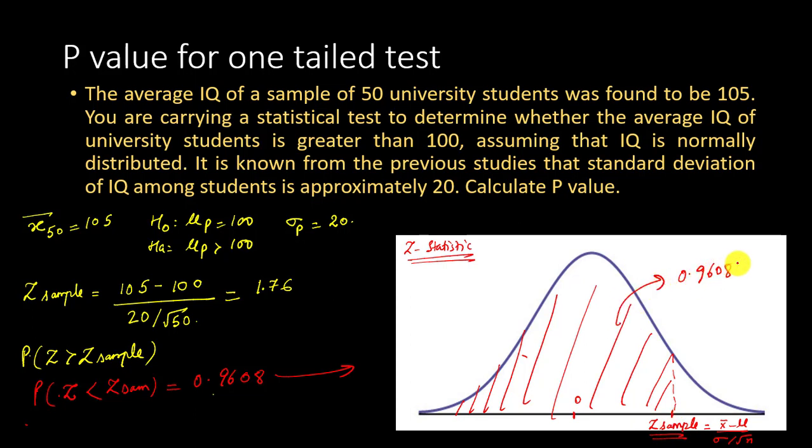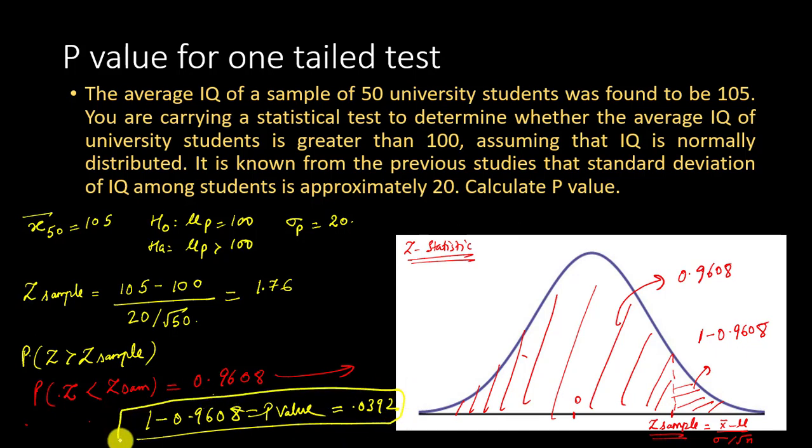This is 0.9608, but we are concerned with calculating the area of the curve under this tail. So this would be 1 minus 0.9608, that is 1 minus 0.9608 would be our p-value, which would come out to be 0.0392. So the area under this curve is the p-value, which comes out to be 0.039. Now let us move to the next example.